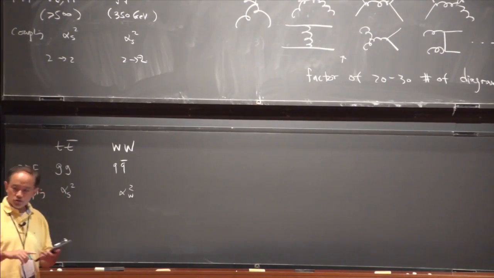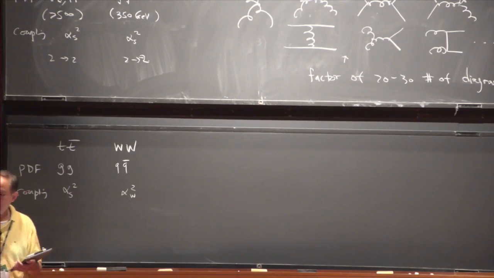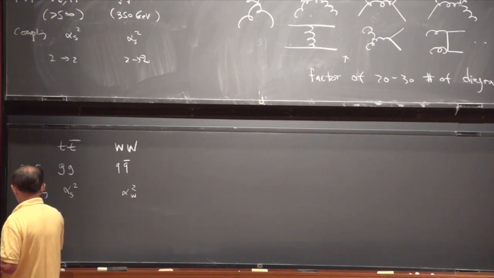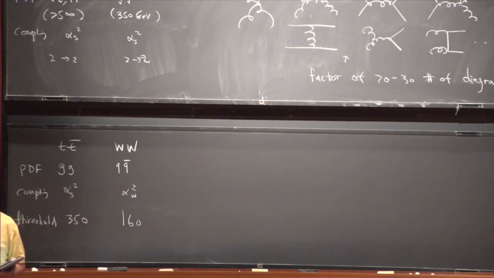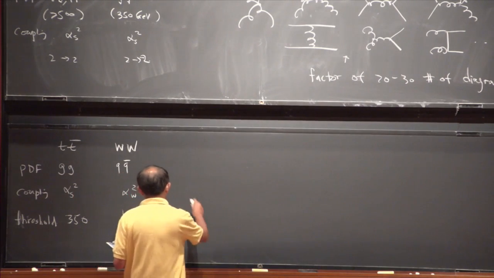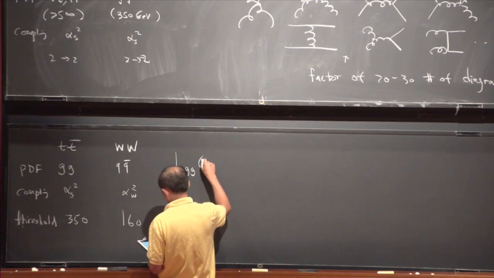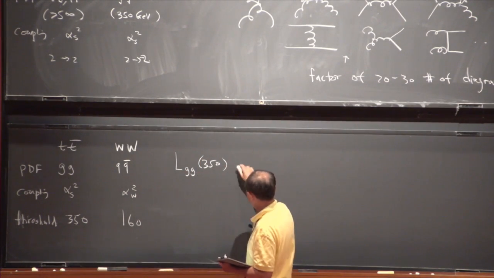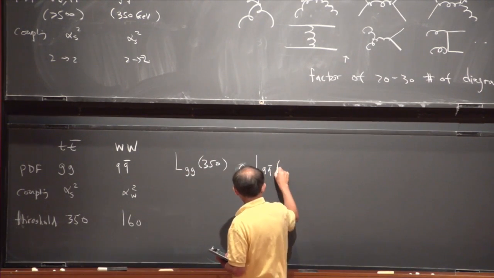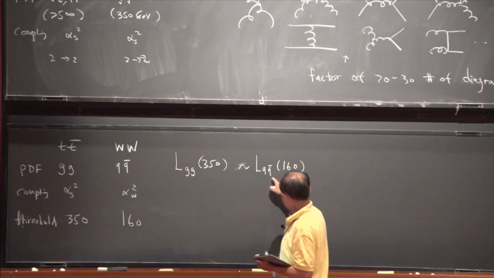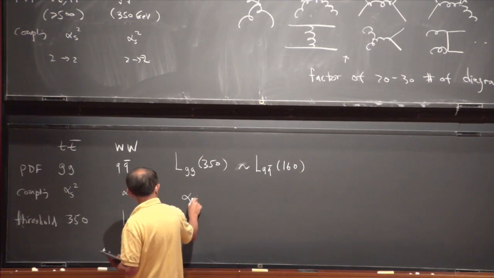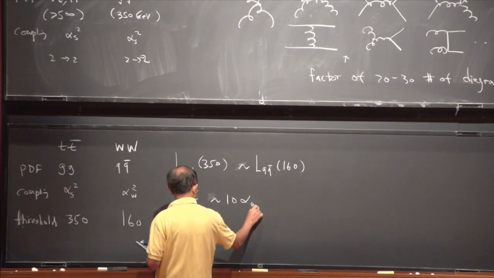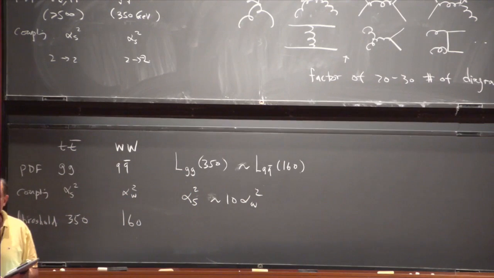On the other hand, they all want to produce right at threshold, so the threshold is slightly different. This is 350, and this is at 160, around that. So the parton luminosity for gluon at 350, if you look at the figure, is about the same as the QQ bar at 160. Even though the QQ bar is smaller than that, they are at a slightly different energy, so it's about the same. On the other hand, alpha S squared is about 10 times alpha W squared. So this is the factor of 10 coming from that.